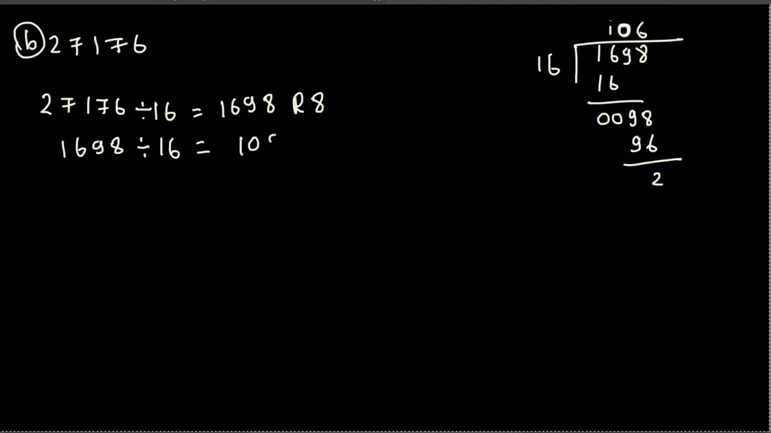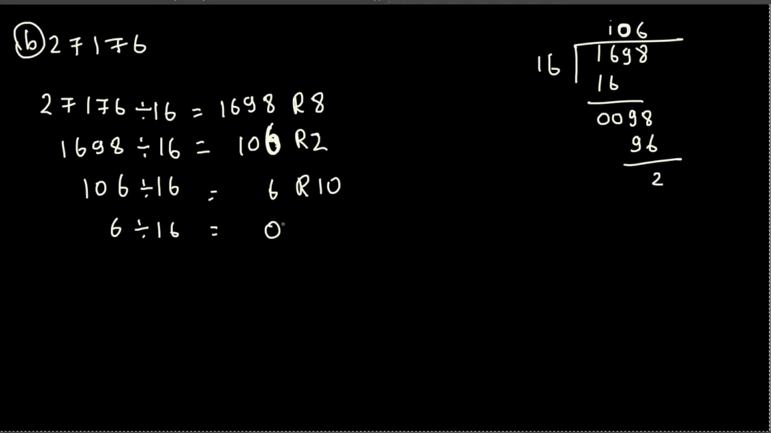So 106 remainder of 2. And then if we divide 106 by 16, this is kind of straightforward: 16 times 6 is 96, and there's 10 remaining, so the remainder is 10. And if I divide 6 by 16, that is 0, and the remainder is 6.